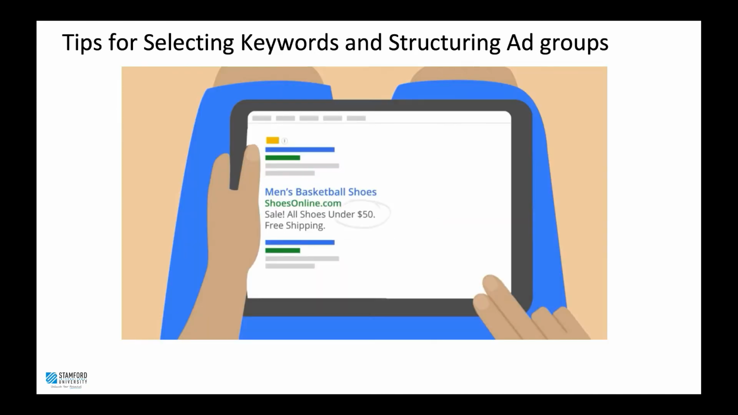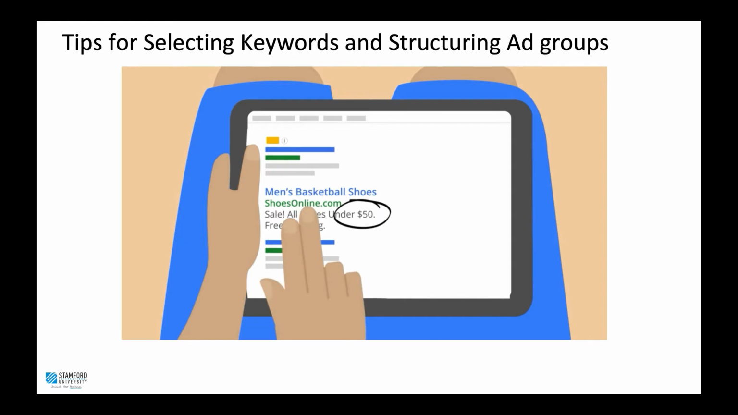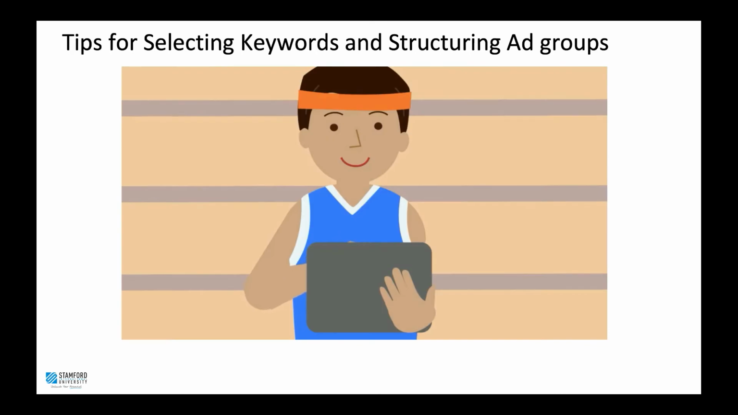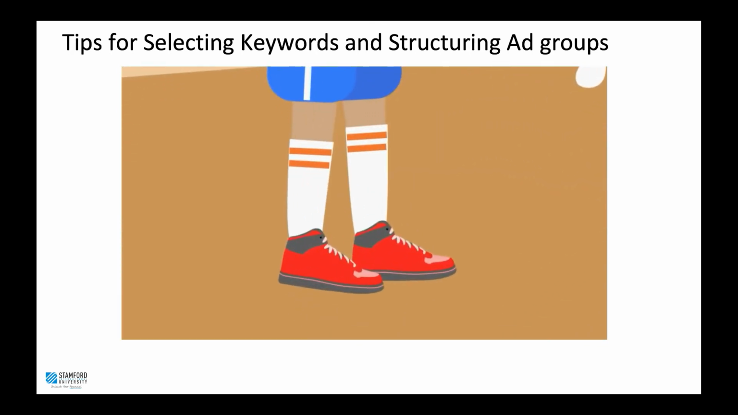She even includes her sale price in the ad. When using such specific keywords, the more the merrier. Successful advertisers choose 5 to 20 keywords per ad group.